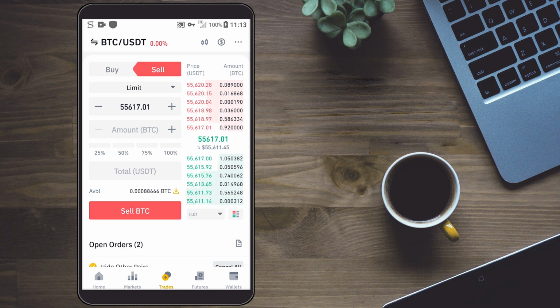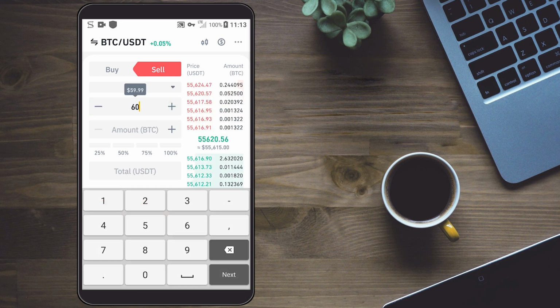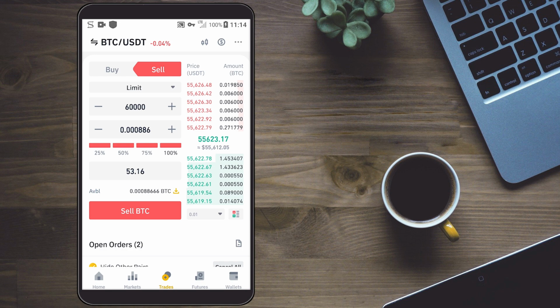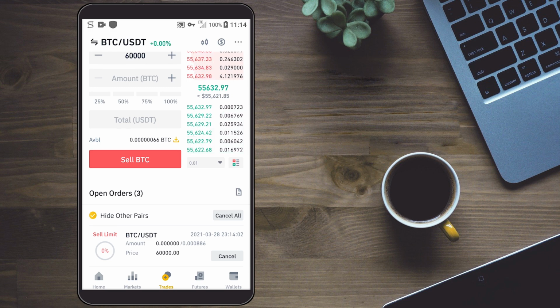Now let's place a limit sell order. A limit sell order is used when you want to sell your coin higher than the current price of the market. You can actually set a take profit order with the help of a limit sell order. Consider we have analyzed the market and we believe that 60,000 is a significant resistance level. So we want to sell our Bitcoin when the price reaches 60,000. So we set the price here to 60,000 and the amount 100% of our available Bitcoin. We touch sell BTC and success. And here's our open order, as you can see, and it will be executed at 60,000 or a better price.